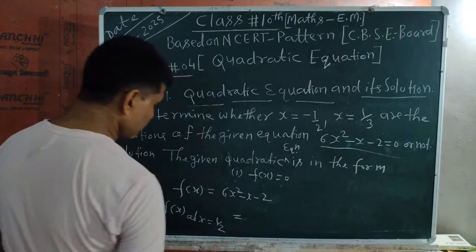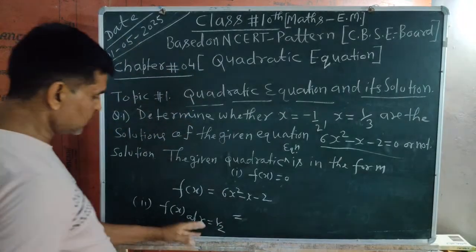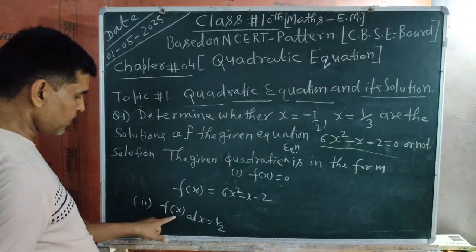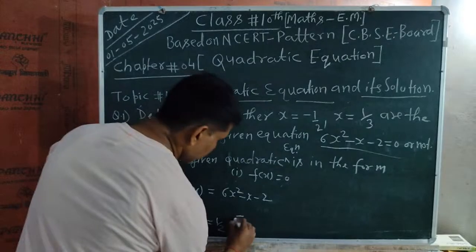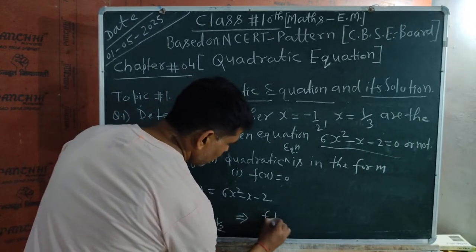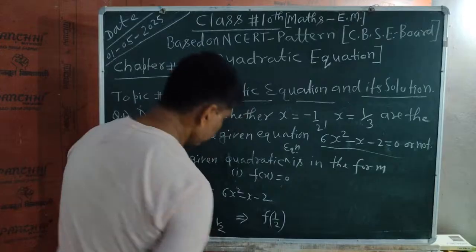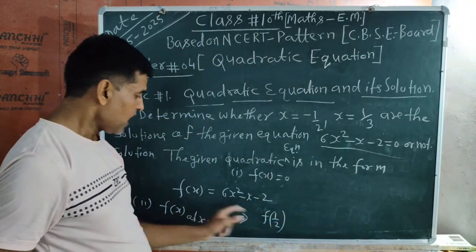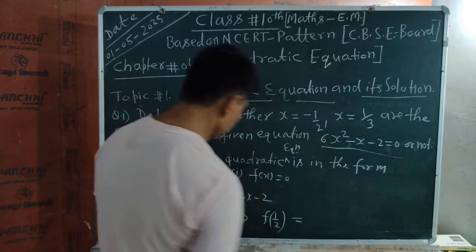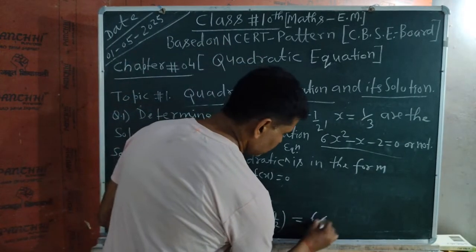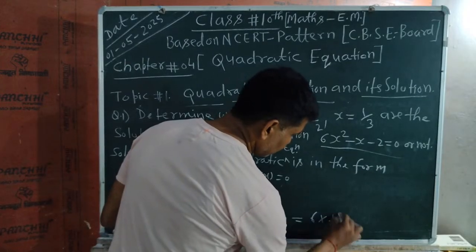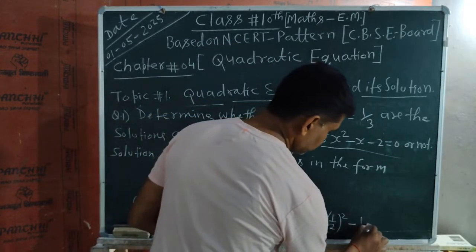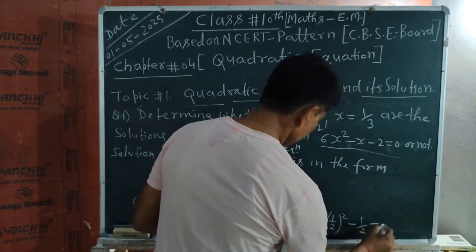I will find the value of f of x at x is equal to 1 by 2. In other words, we can write f of 1 by 2. In the left hand side, I will put in the place of x 1 by 2, and also I will put the same value in the right hand side: 6 into, in the place of x I will write 1 by 2 whole square, minus, in the place of x I will write here 1 by 2, minus 2.